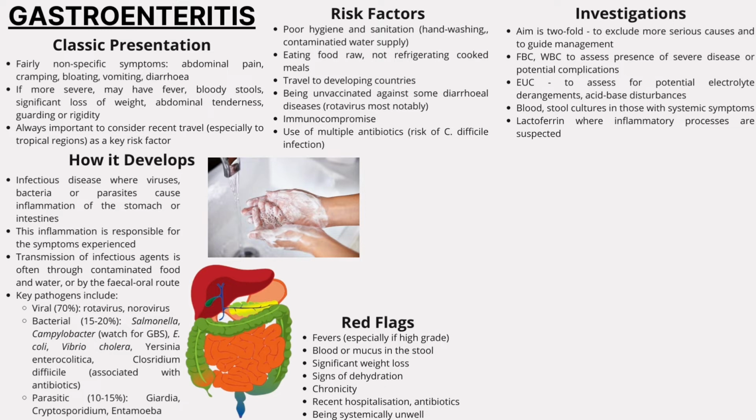We also want to assess electrolytes, urea and creatinine, as they will point to potential electrolyte disturbances and acid-base derangements that may potentially require urgent attention. In severe dehydration, the EUCs might reveal findings similar to an acute kidney injury. In those with systemic symptoms, blood and stool cultures will be useful in determining the potential cause of their symptoms and will help direct treatment appropriately. Lactoferrin, a sensitive marker for fecal leukocytes, can be tested for as well if there's a suspicion of inflammatory bowel disease.